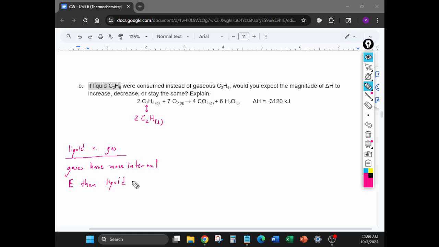All right, so since gases have more internal energy than a liquid, if we switched out the gas for a liquid, let's look at the enthalpy of the reactants. Is the enthalpy of the reactants going to go up or down? Do we have more energy or less energy? Yeah, less energy. If we switch out a gas for a liquid, the internal energy of the reactants is going to go down.